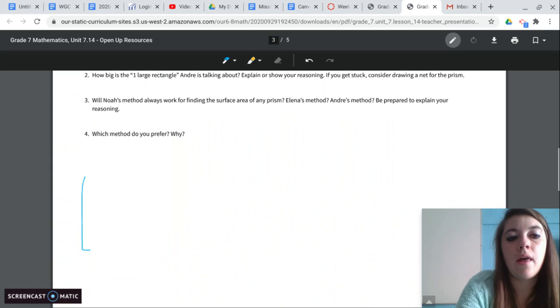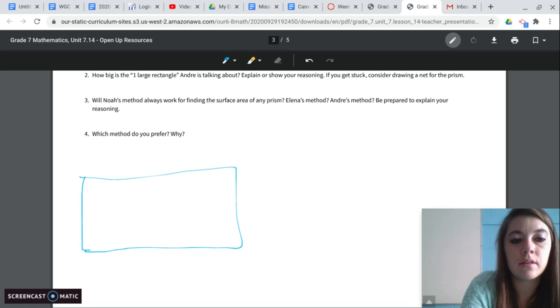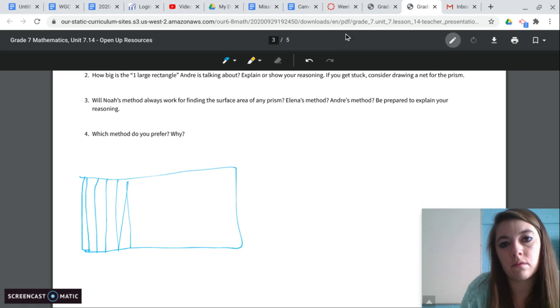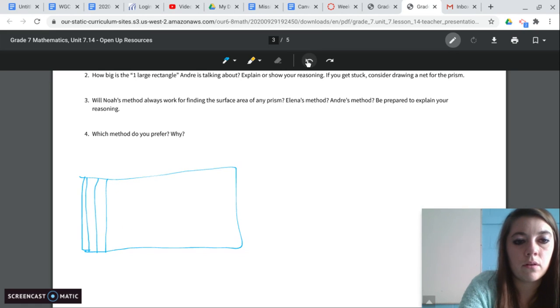So that means our large rectangle here is going to look something like this. And there's 2, 4, 6, 8, 10. 1, 2, 3, 4.